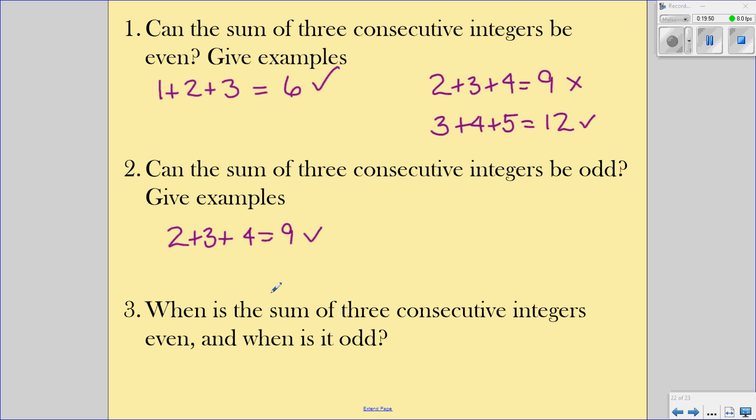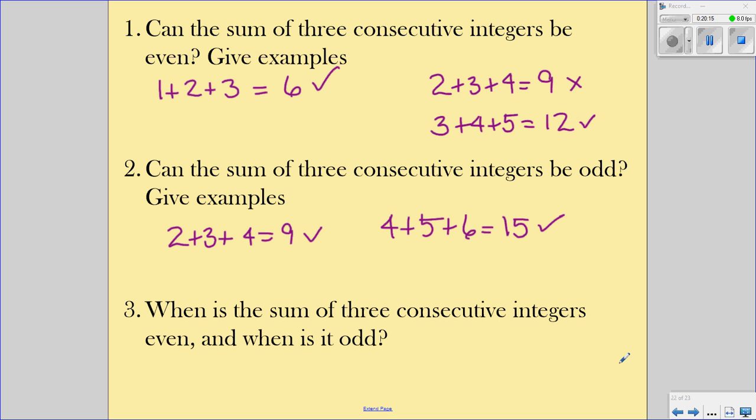I'm going to try another one. Instead of trying 3, I'm going to go with 4 plus 5 plus 6, and that will give me 15. And that's odd? Yes, it is. All right, so yeah, there are 3 consecutive integers that will give me an odd number. Now, they say, when is the sum of 3 consecutive integers even, and when is it odd?